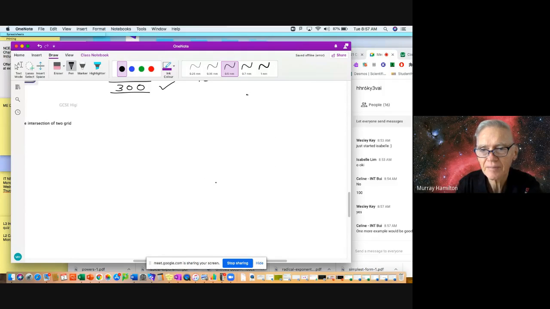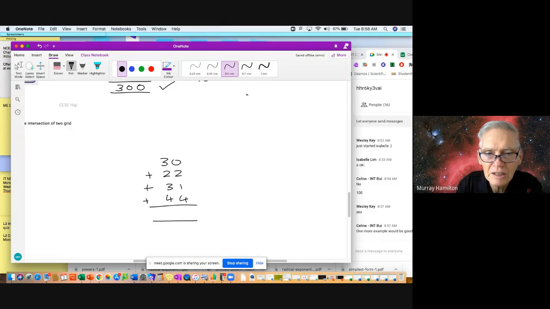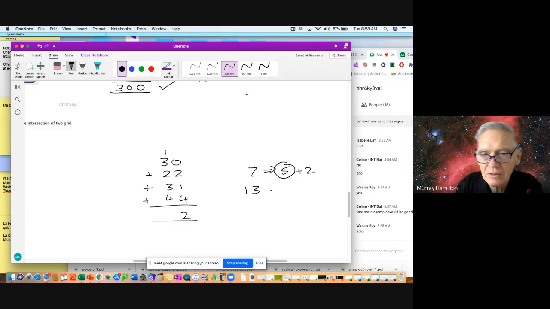So let's do 30 and 22 and 31 and 44. Okay, so we go 2, 1 is 3, 7. We can't have a 7, so we take off the 5. It's made up of 5 plus 2. This is 1 unit, so it gets carried to the next column. So we've got 2 and we carry over 1 lot of 5. We've got 4, 5, 6, 9, 10, 13. So 13, oh, we've got an answer there already.